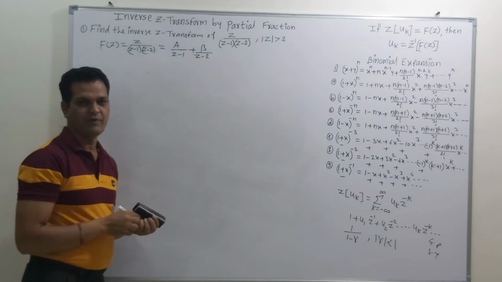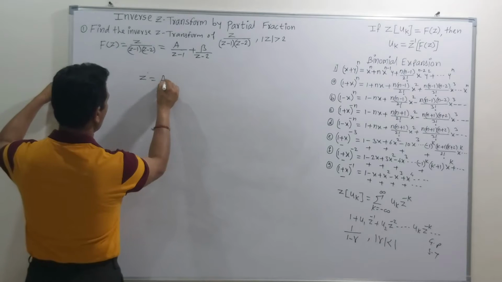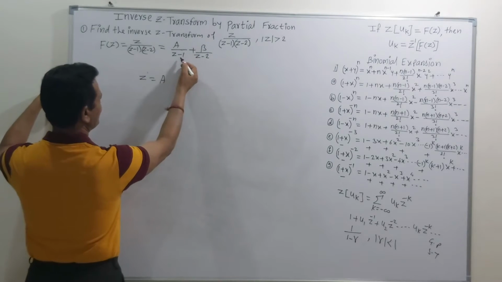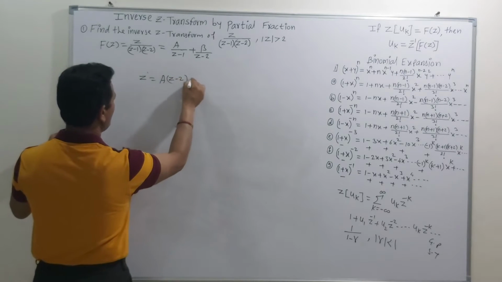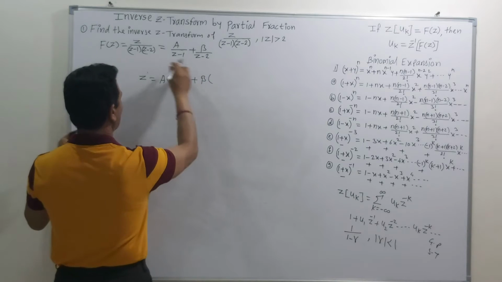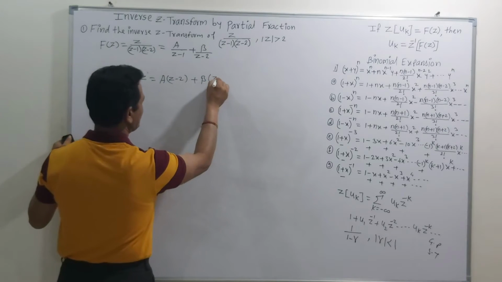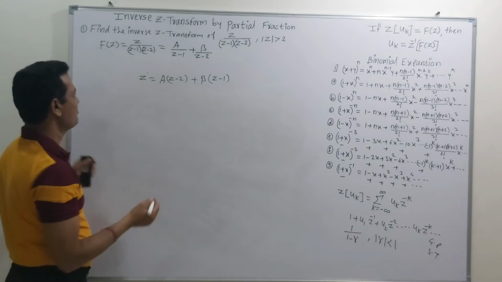Now to obtain the partial fraction, we can write z is equal to a into (z minus 2) plus b into (z minus 1). Taking the denominator to this side, the z minus 1 factor gets cancelled and we get z minus 2; similarly, after taking the other to this side, the z minus 2 factor gets cancelled and we get z minus 1. Now our aim is to find the values of the constants a and b.